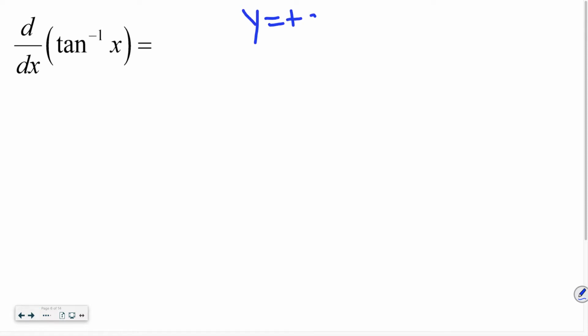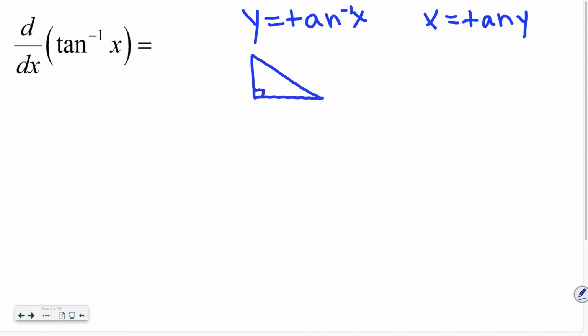if y equals inverse tangent of x, that really just means x equals the tangent of y. All I did is rewrite it so it wasn't an inverse anymore. And if x equals the tangent of y, we could draw a little picture here. Our angle is y, and our tangent ratio is x. So opposite over adjacent needs to equal x. So opposite over adjacent, x over 1. We could write that ratio.